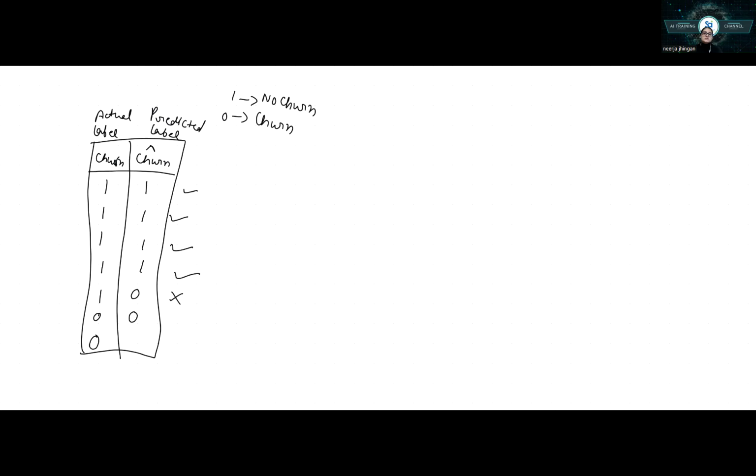In actual you are saying yes, this customer will churn, and your model is also saying yes, he will churn. You are saying he will churn, but your model is saying no, he will not churn. Okay, so it can be a big loss for you, right? Because you don't want the customers to go anywhere. So now this is what we see in a classification problem with the help of a confusion matrix.